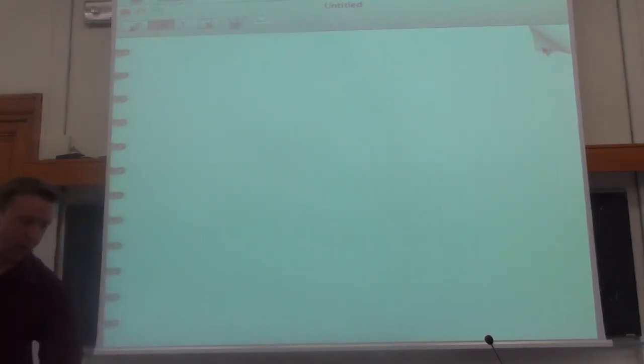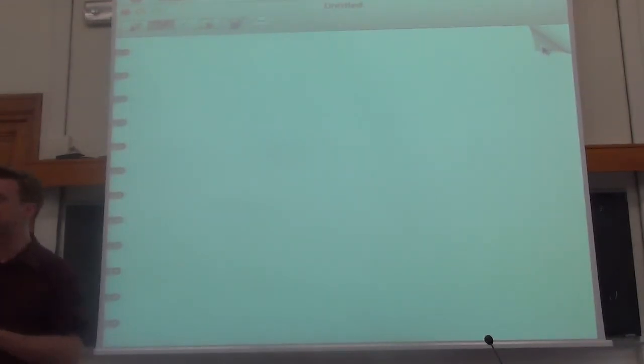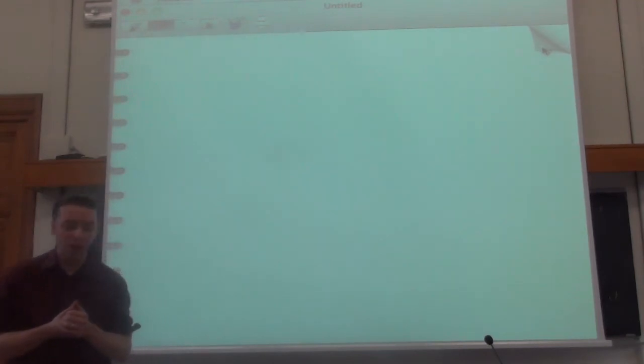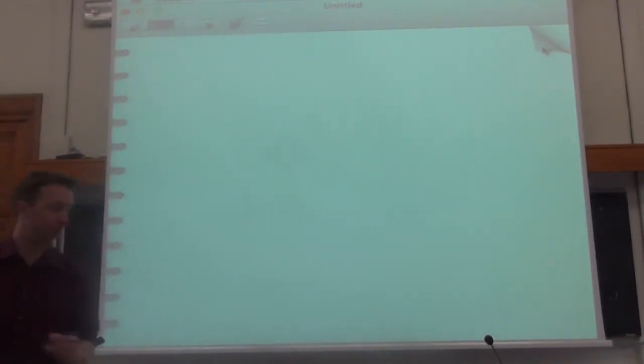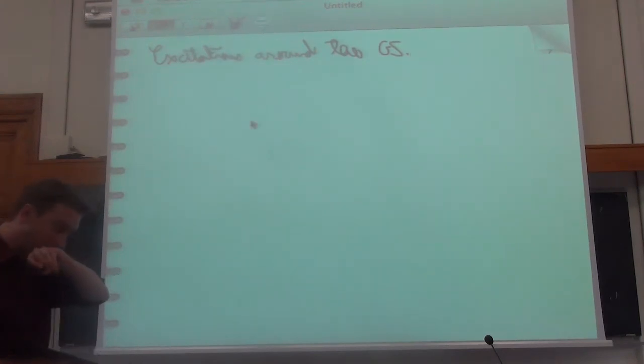Okay, so now what we can do is try to be a little bit more adventurous and look at other states in the Hilbert space. So what we consider are excitations in the vicinity of the ground state, excitations around the ground state. Okay? There are two things that we need to do here. The first thing will be to consider particle-like excitations.